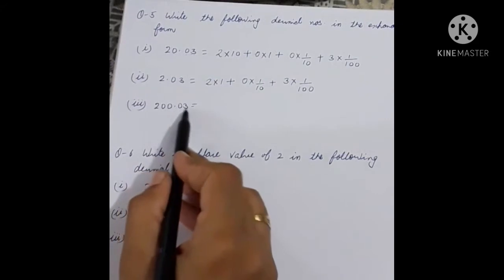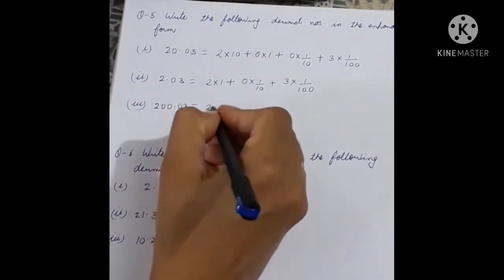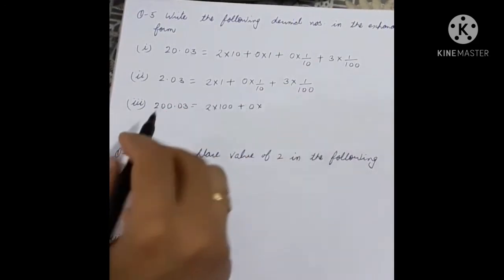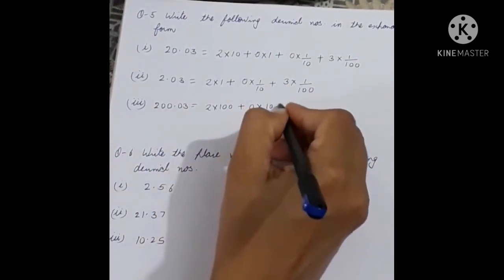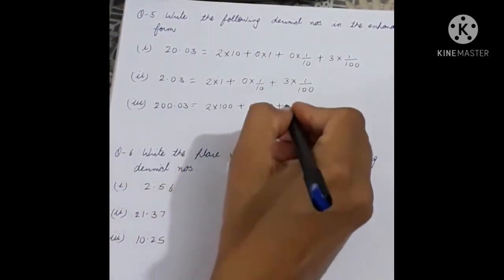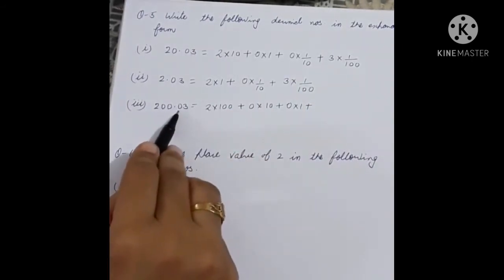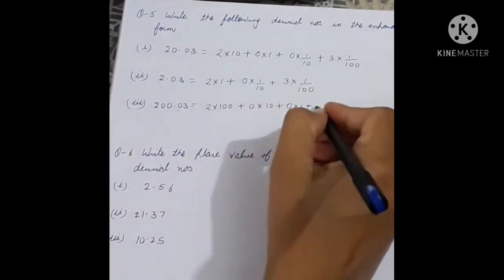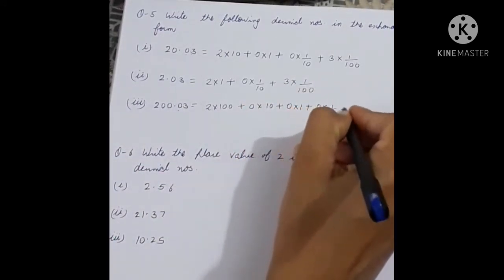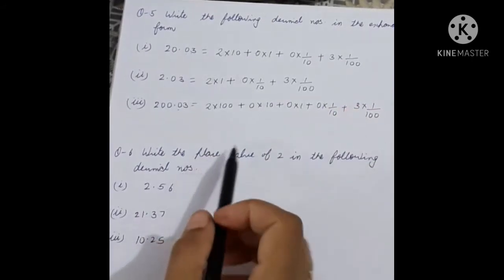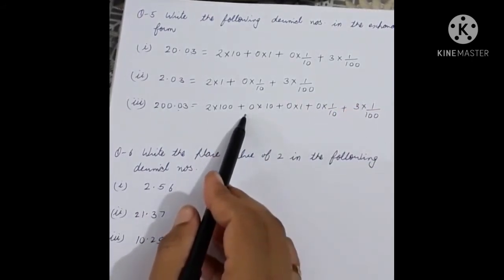Then 200.03. Again 2 is at 100's place. So 2 into 100 plus 0 is at 10's place. So 0 into 10. Next 0 is at 1's place. So 0 into 1. Next 0 is at 10th place. After decimal, the first place is 10th. So it will be 0 into 1 by 10, and 3 is at 100th place, so 3 into 1 by 100. So this way you can complete the remaining parts of this question.